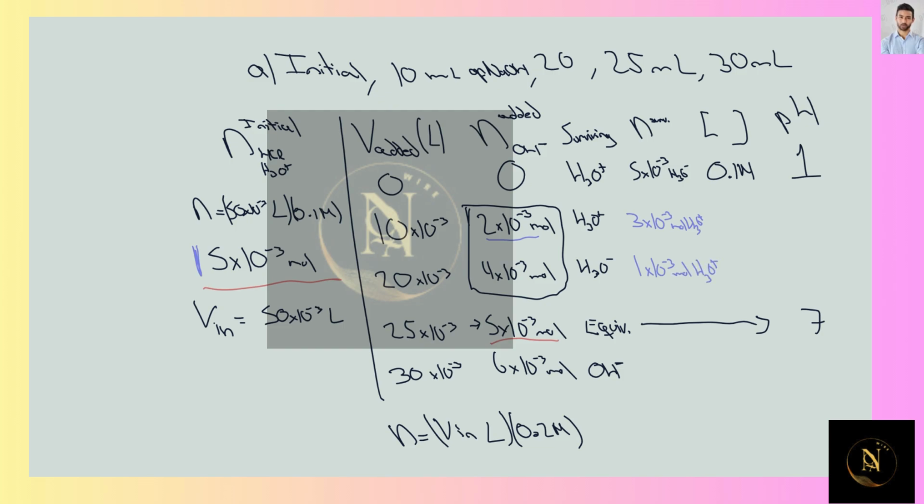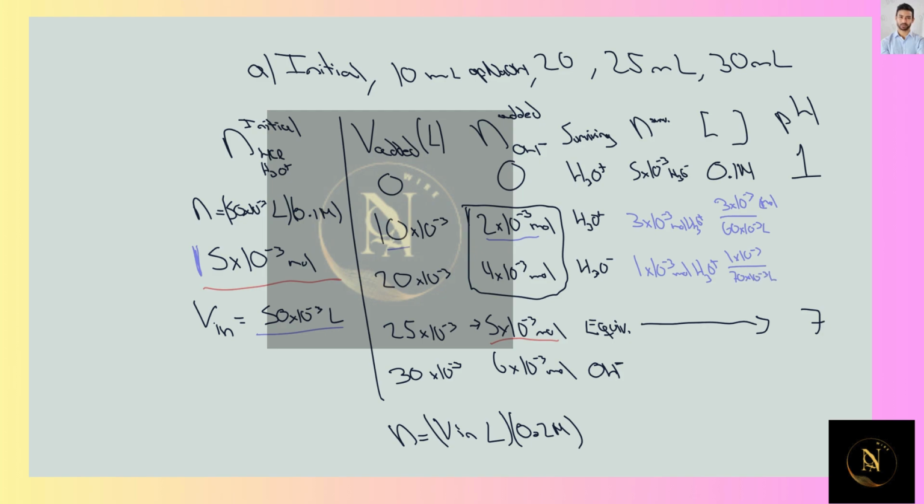In both of these cases, the concentration corresponds to 3 times 10 to the minus 3 divided by the total volume. So we started with 50, then we added 10, so 60 times 10 to the minus 3 liters. This is mole, this is liters. For the second case, 1 times 10 to the minus 3 divided by 50 plus 20, 70 times 10 to the minus 3 liters.